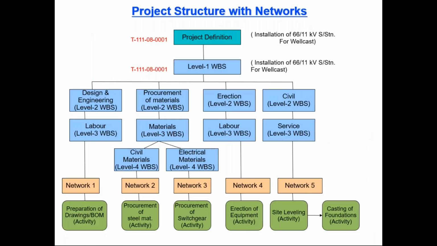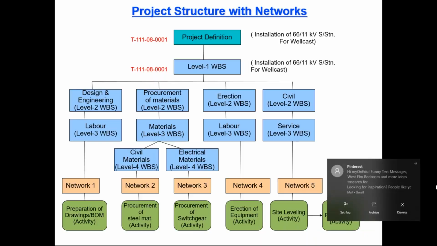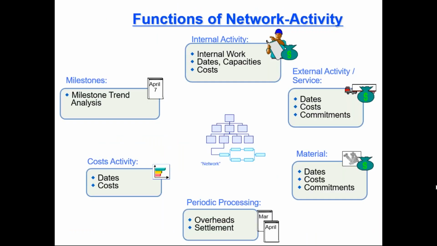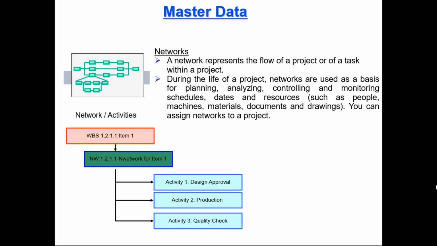Project structure with the network. Let me introduce a new object here, which we call a network and activities. So here my first master data is the work breakdown structure, and the second is a network. A network represents the flow of a project, or of a task within a project.